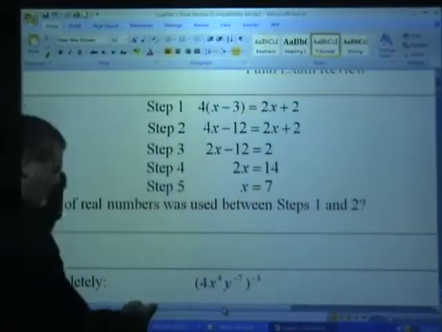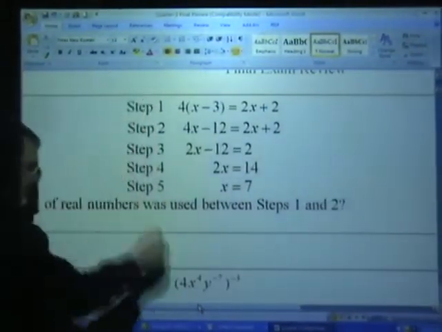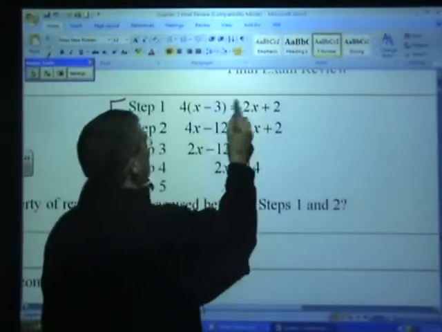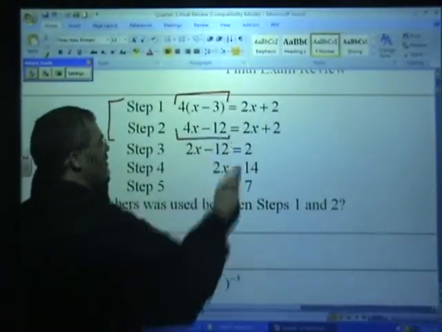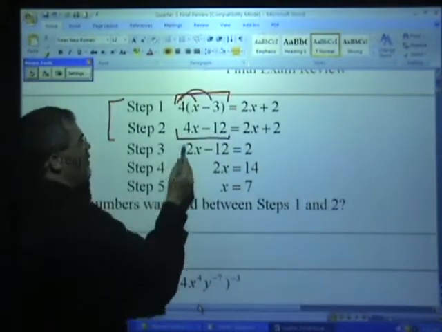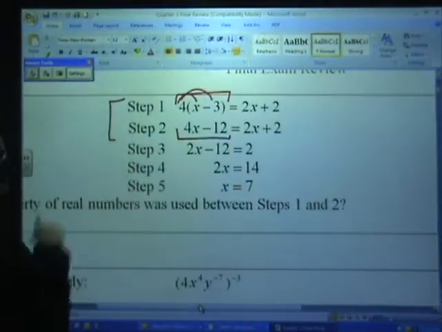So here it is on number one. It says, hey, which property of real numbers was used between steps 1 and 2? Right here, okay? So what property do you see right here? The question is, how did we get from this to this? What does it look like we did there? Right, okay? We used the distributive property, because 4 times x equals 4x, and 4 times negative 3 equals negative 12. So between 1 and 2, we use the distributive property.